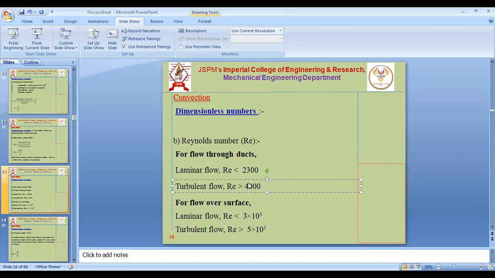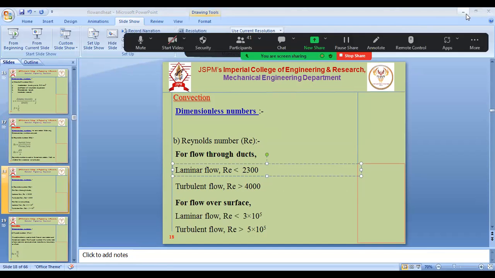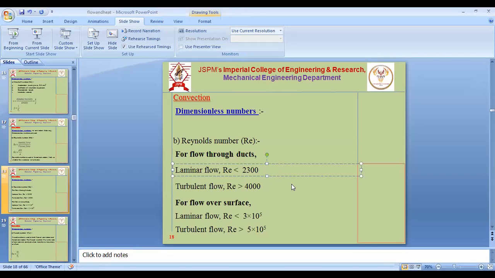Please understand, there are advantages of laminar flow and there are drawbacks of laminar flow. What is the advantage of laminar flow? Can anyone tell me? So the advantage of laminar flow is that there is less pressure drop. We require less energy to pump.